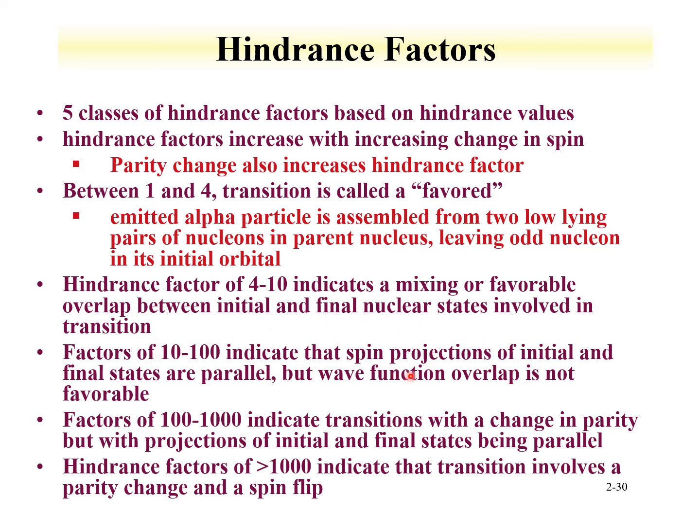Higher factors indicate that a change in parity is going to occur, but with projections of the initial and final state being parallel, and hindrance factors of 1,000 or greater indicate that the transition involves a parity change and a spin flip. So, more fundamentally from this information, hindrance factors go up when changes from the parent to the daughter become more involved in terms of having to change spin or having to change parity.